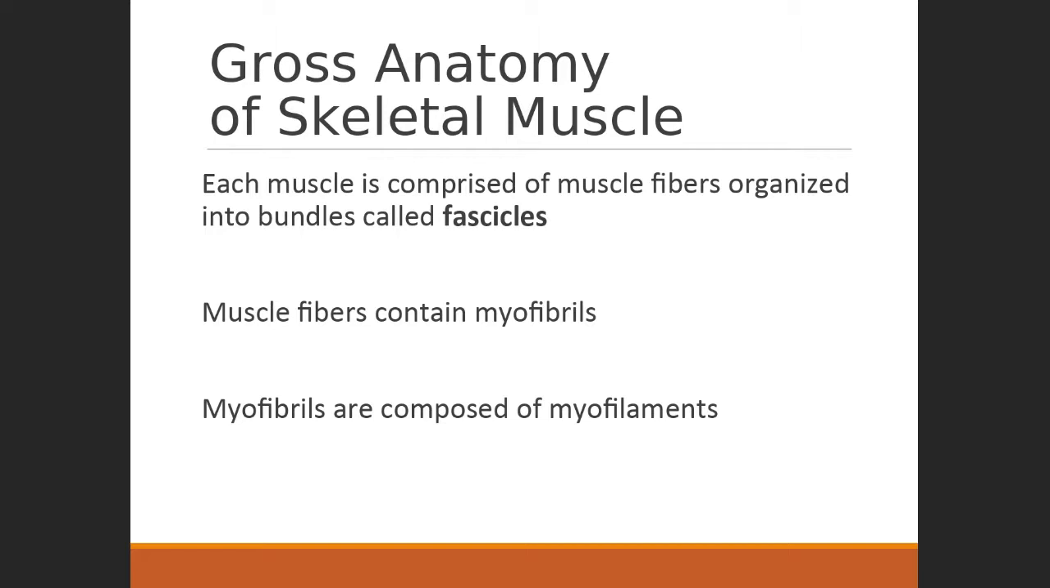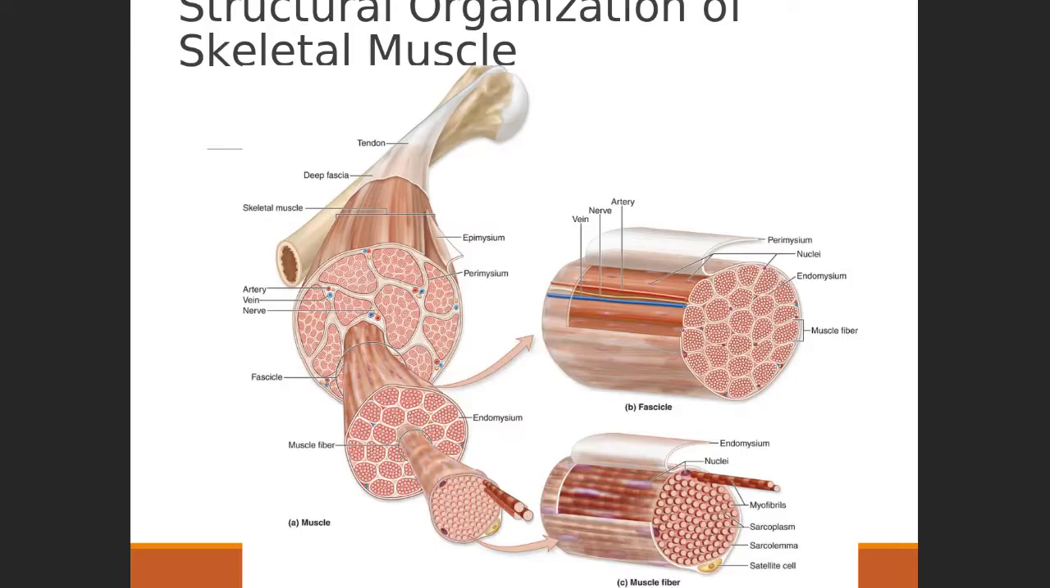In each fascicle is a number of long, parallel, tubular muscle fibers. In each fiber are long tubular structures called myofibrils, and then each myofibril is made up of long proteins called myofilaments. So we're stepping down, looking very similarly as we get more and more microscopic. So now let's apply that to the diagram.